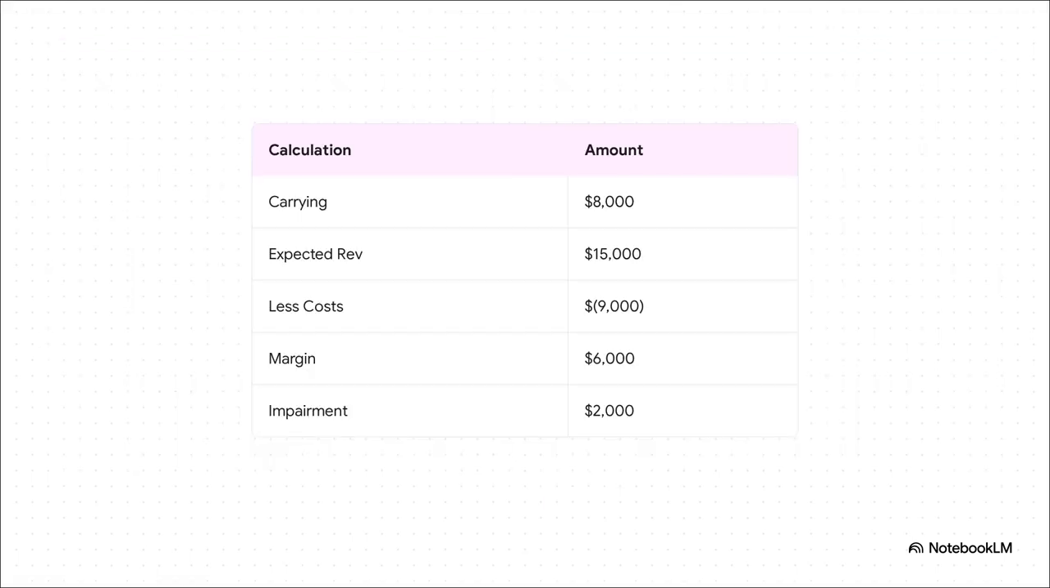Let's put some hard numbers to this so you can see exactly how it builds out. Imagine you've got a capitalized contract cost sitting on your balance sheet at $8,000. That's your carrying amount. You look at the contract, and you expect to bring in another $15,000 in revenue. Great. But wait, to get that revenue, you still have to spend $9,000 in direct fulfillment costs. So $15,000 minus $9,000 leaves you with an available margin of just $6,000. Because your $8,000 carrying amount is larger than your $6,000 available margin, the asset literally cannot be fully supported anymore. You are forced to recognize a $2,000 impairment loss right then and there, and that immediately drops the carrying amount on your books down to that $6,000 mark.